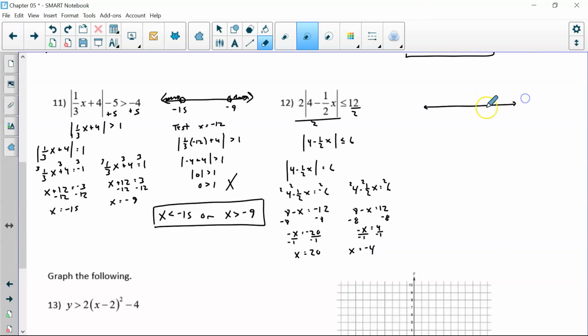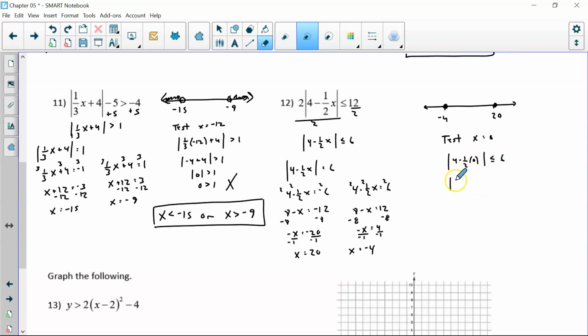Our number line, negative 4 goes on the left, positive 20 goes on the right. It's less than or equal to, so we're going to use solid dots here. Pick a test point in between. We can use 0 again, because that's between those two numbers. So we have the absolute value of 4 minus 1/2 times 0 less than or equal to 6.